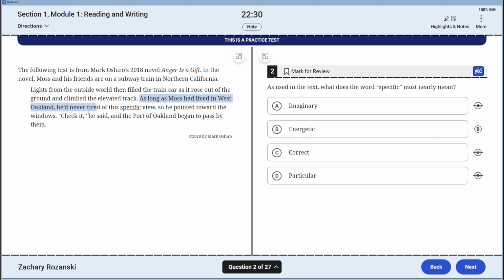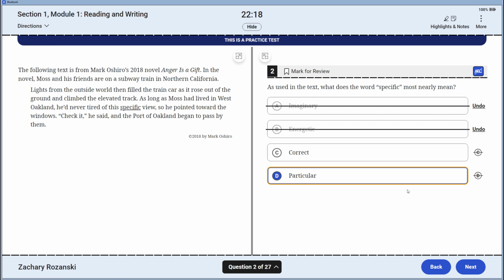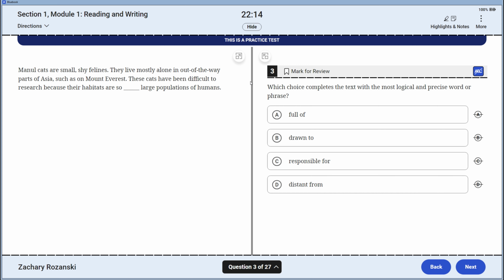As long as Moss had lived in West Oakland, he'd never tried this specific view. So he pointed towards the window. This exact view is what I'm looking for as my anticipatory word. Doesn't feel right. Correct, particular is exactly what I'm landing on. I like particular for 2. 3.